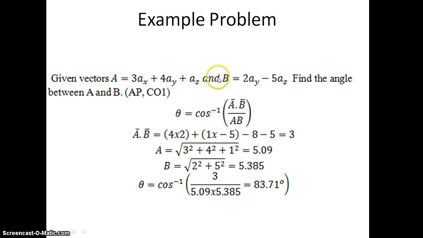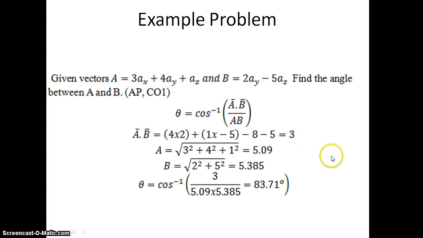A is given by this vector and B is given by this vector. Find the angle between A and B. As we know, theta equals cos inverse of A dot B by AB. So, take the dot product of these two vectors. 3 into 2, 6. Then the y components: 4 into 2, 8. Then 8 minus 5, which is equal to 3.